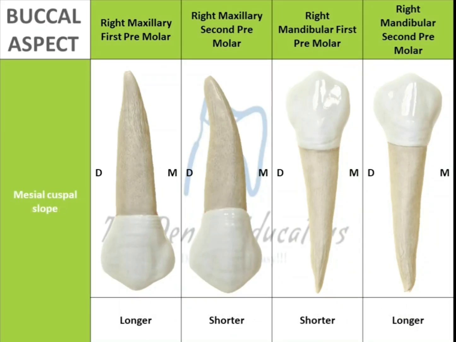On viewing the mesial cuspal slopes for the premolars, it is observed that the maxillary first premolars tend to have longer mesial cuspal slopes, but it is shorter for the maxillary second premolars. This characteristic feature is opposite for the mandibular premolars. In the mandibular arch, the first premolar tends to have a smaller mesial cuspal slope, but it is slightly longer for the mandibular second premolars.